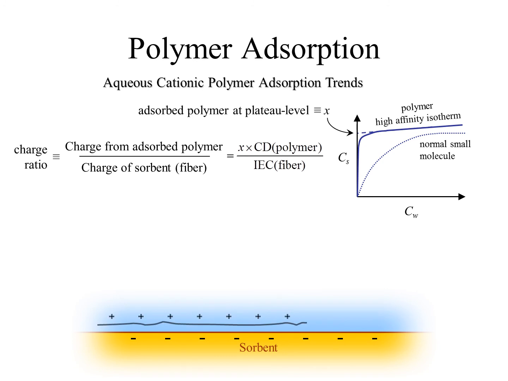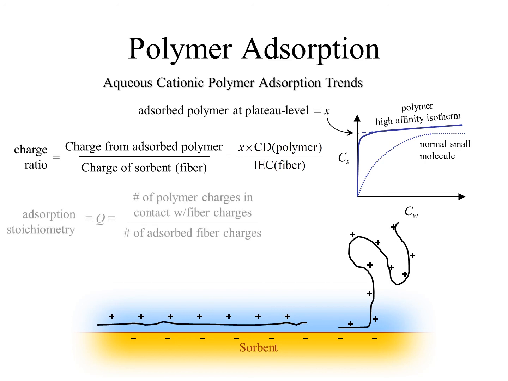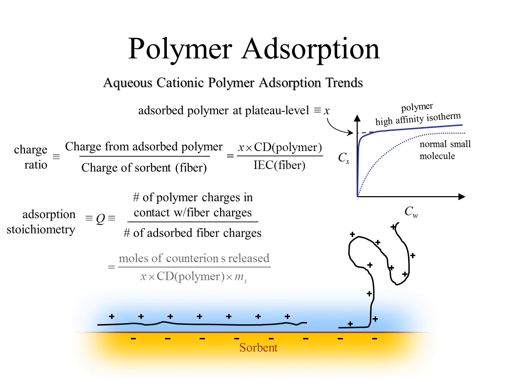This charge ratio doesn't explain the conformation of the polymer on the surface, though. Perhaps all of the polymer's charge is absorbed, or perhaps most of the polymer charge is left dangling in the solution, as the rightmost chain shows here. The adsorption stoichiometry, Q, is used to quantify the ratio of the adsorbed polymer's charges which are actually in contact with the surface. For the example on the left, where all of the polymer charges are adsorbed, Q equals 100%. The polymer on the right would have a Q nearly equal to 0.